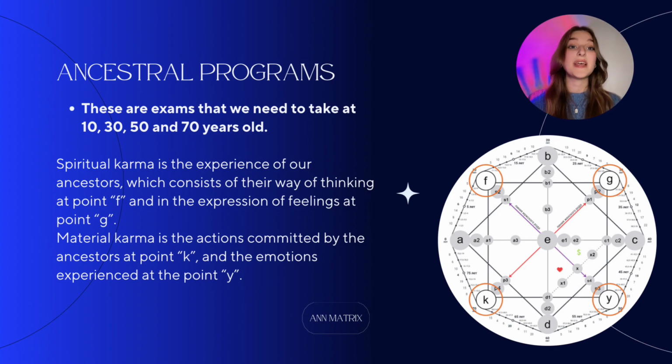Material karma is the actions committed by the ancestors at point K and the emotions experienced at the point Y. 3 digits are generic programs, tasks we have to work with throughout our lives.